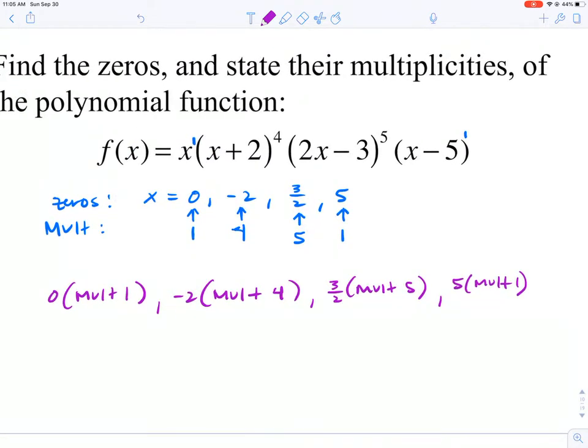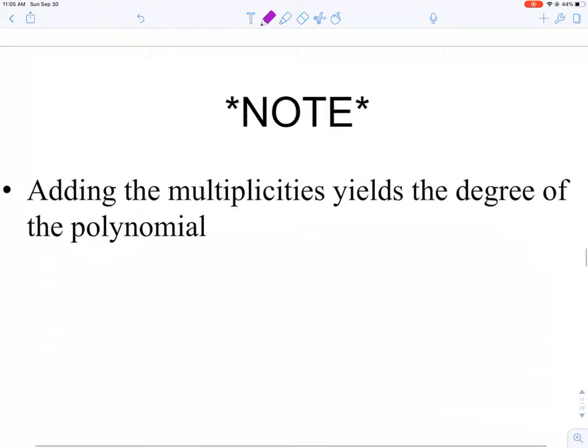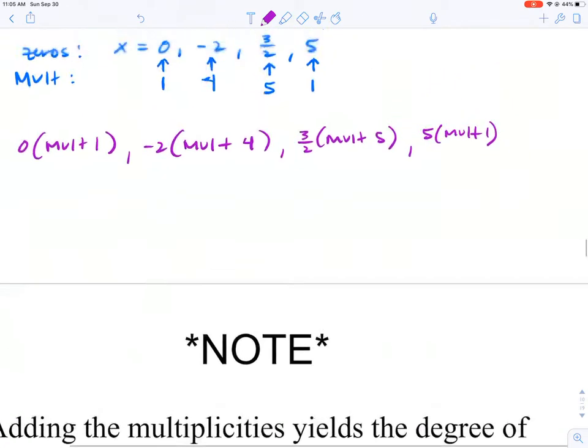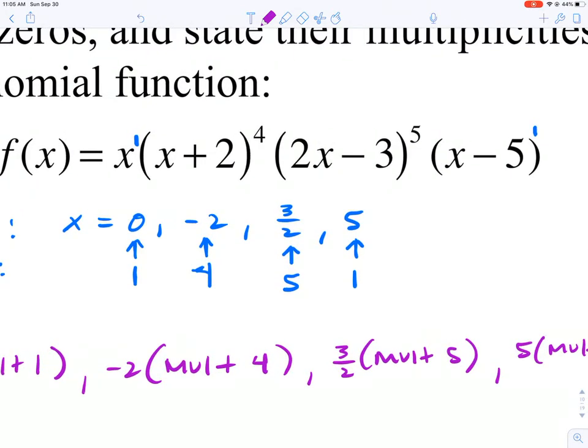You can choose either way. Okay, so adding the multiplicities yields the degree of the polynomial. So let's go back up here and focus in on this polynomial.